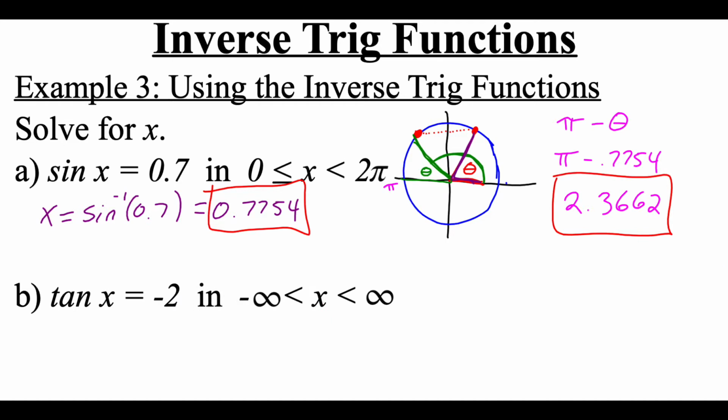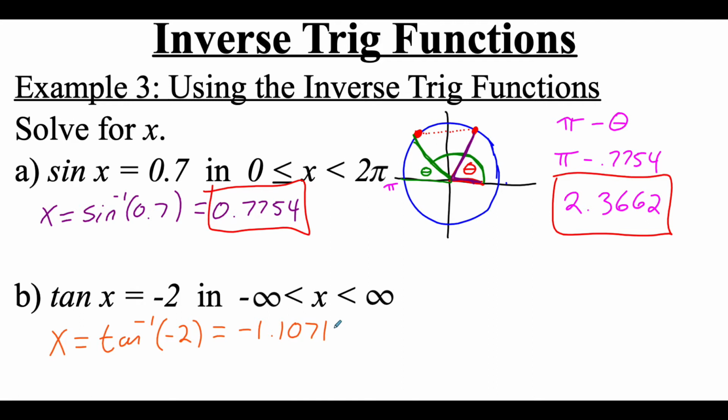In this last example here, we're going to solve the equation tangent of x equals negative 2 for all x values between negative infinity and positive infinity. If we do something similar to what we did earlier, if I want to isolate this x, to move that tangent over to the other side, I have to use an inverse tangent. So I'm going to get x equals the inverse tangent of negative 2. And then if I type that into my calculator, again in radian mode, I get negative 1.1071 if I round off to 4 decimal places.